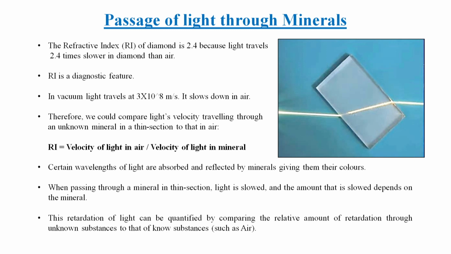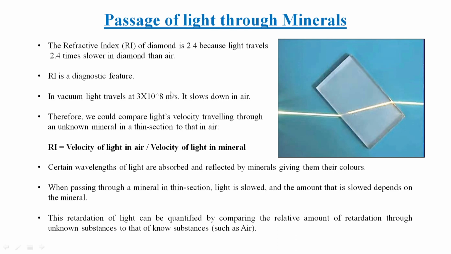Then certain wavelengths of light are absorbed and reflected by minerals, giving them their colors. Whenever you are looking at a mineral under the microscope, you will see certain colors in it, and these colors can change over the rotation of the stage. We were looking at the 360-degree stage graduation in the figure of the petrological microscope. You can rotate the stage, and your slide will also rotate, and then you can see whether there is any change in the color or no change in the color, and that is grouped under a property called pleochroism. We will be discussing that.